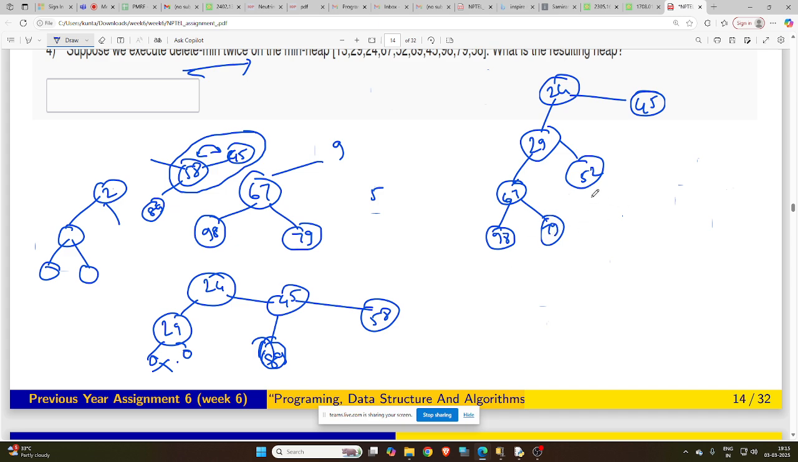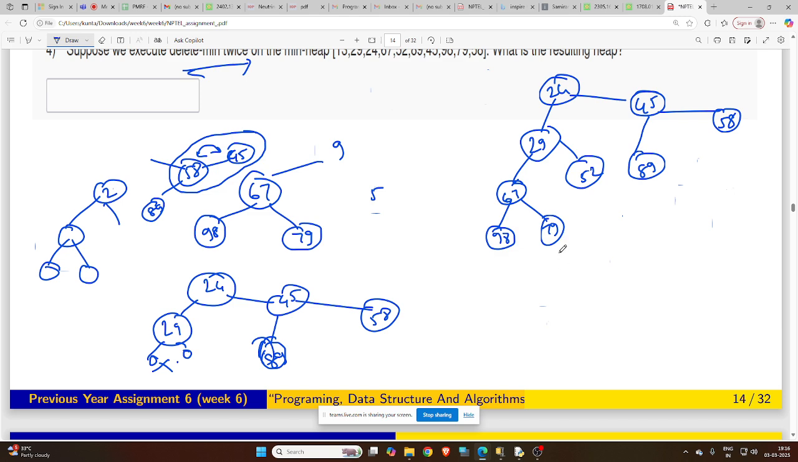This stream I did not change anything, and for this case there was 45. For this case it is 89 and this is 58. Yes, this type of thing is there. So this is for only one delete min, right? But now we will do another delete min.